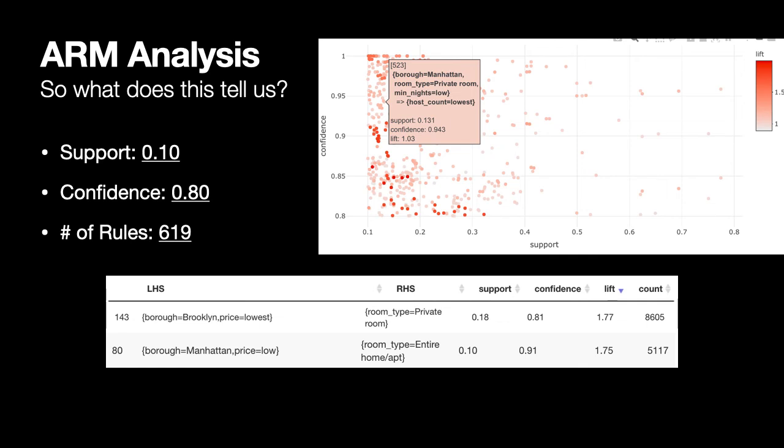Also, we see below that the Brooklyn listings with the lowest price are usually private rooms, and the Manhattan listings with a lower price are usually entire homes or apartments.